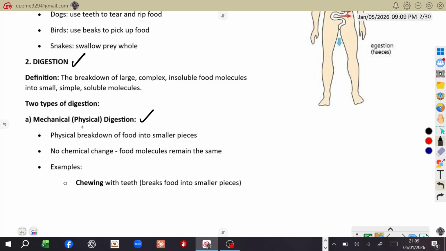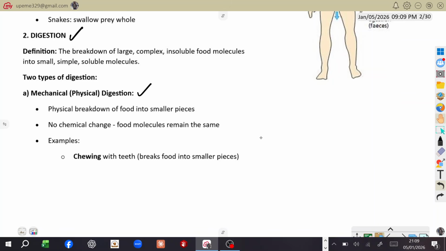An example of this mechanical or physical digestion is chewing with the teeth, which breaks food into smaller pieces. So when you are chewing food with your teeth, that is actually physical digestion, where you are breaking food with teeth into smaller pieces.